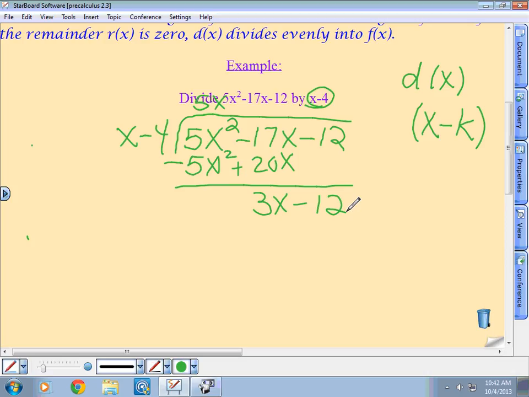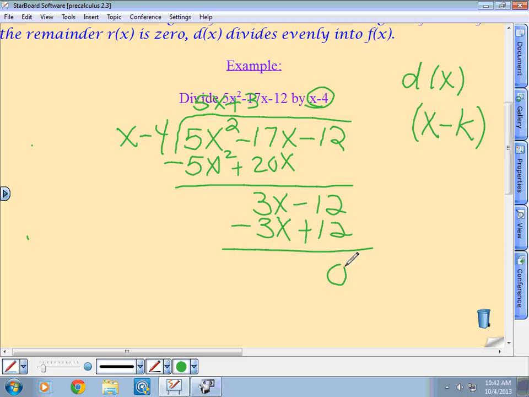How many times does x go into 3x now? 3. What's 3 times x minus 4? 3x minus 12. Keep going. You gotta subtract it. Oh, it's a 0. There's no remainder. What does that tell us?